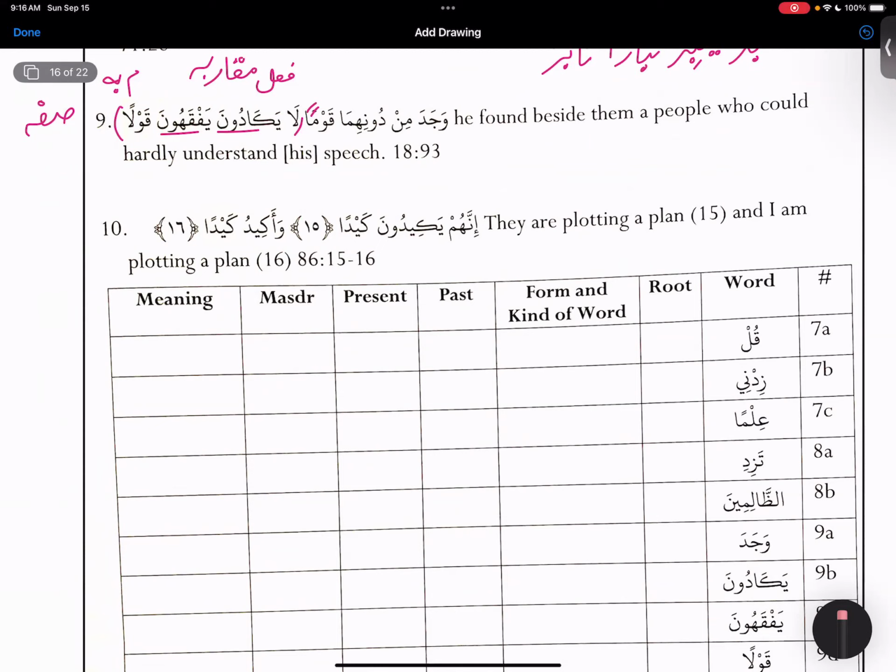Again it's a jumla fi'liya, yakiduna, our fail muqarib, kaidan, what do we call this? Maful mutlaq, very good. Yeah, same root letter. So it's an easy example of maful mutlaq over here, right? So innahum, indeed they are, yakiduna, they plot, kaidan, a plot. So innahum is the mubtada and yakiduna kaidan is khabar coming as a jumla fi'liya. Yeah, khabar of inna. So they are plotting.